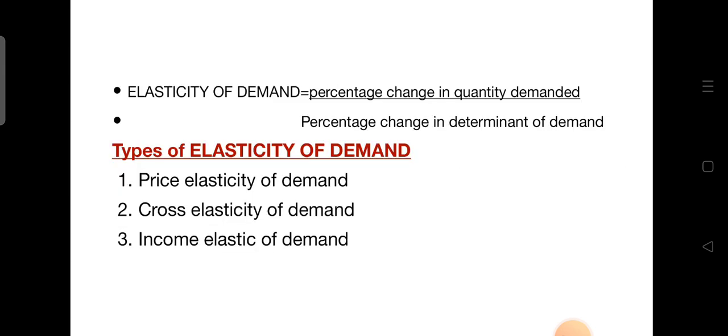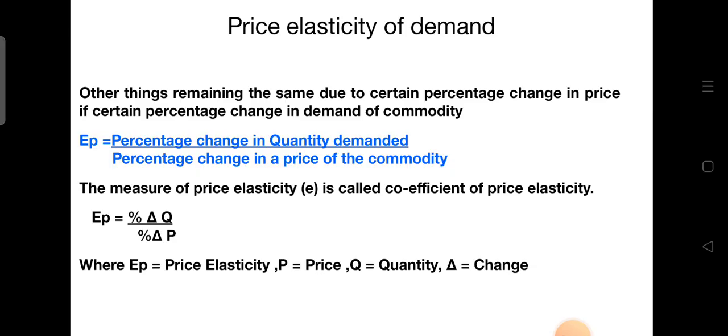It can also be written as delta Q divided by delta P into P by Q. That is the formula for elasticity of demand. There are three types of elasticity of demand: price elasticity of demand, cross elasticity of demand, and income elasticity of demand. Let us see one by one what all those kinds of demand mean.